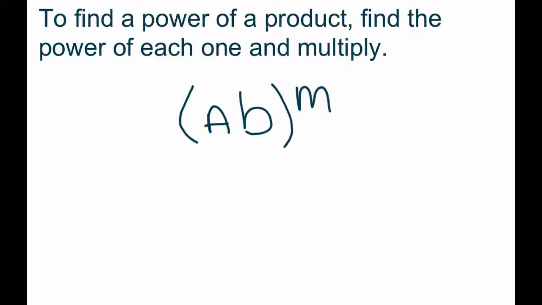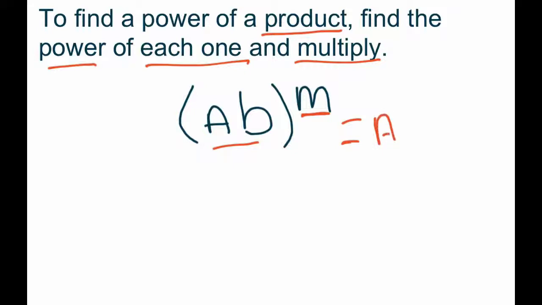To find the power of a product, we have to find the power of each one and multiply. So here we have ab as our product, because it's multiplied by each other, and the power that it's raised to is m. So our answer would be our first factor, a, raised to the power of m, and then b, also raised to the power of m. And these will be multiplied by each other.